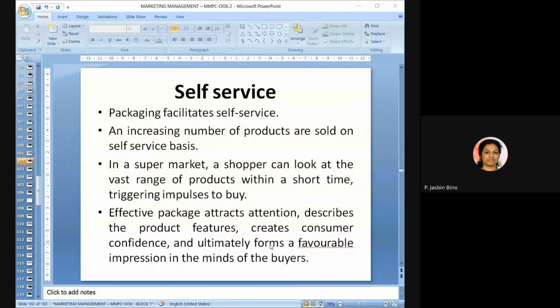packed, we can go to the shelf, take the product which we need, put it into the bag provided, and we can go pay the bill and take the product with us. So it's easy, it's self-service, the first factor.